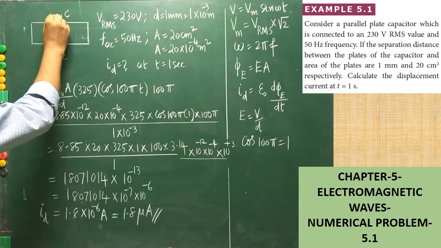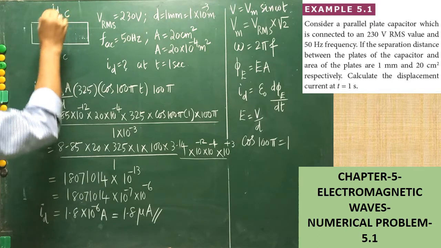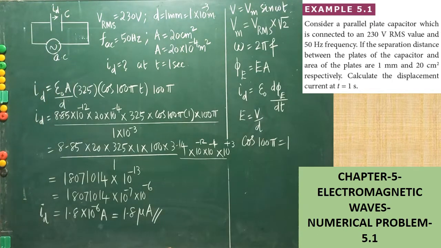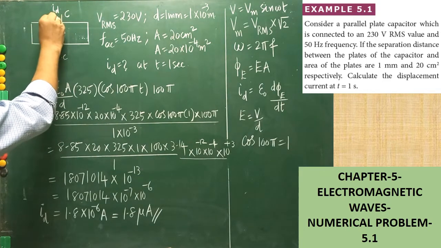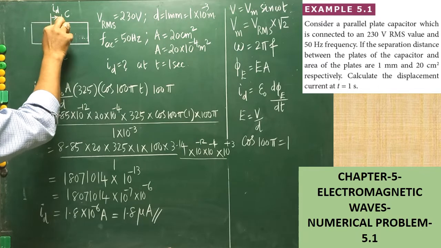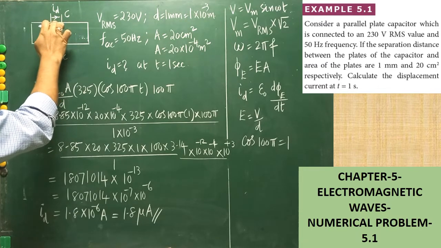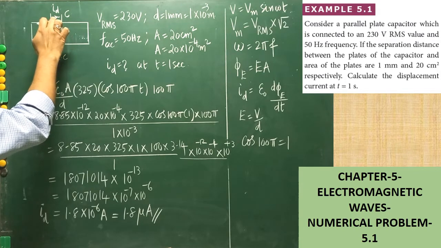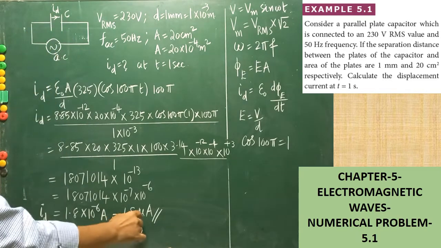That one flows in this space. Are you clear? That is ID. Due to the change in flux, due to the variation in the electric field, a kind of current is passing in this space. Free space, in this region, a certain amount of current is flowing due to the variation in the electric flux, due to the variation in the electric field. Such current is called what? ID. That value is found out here.